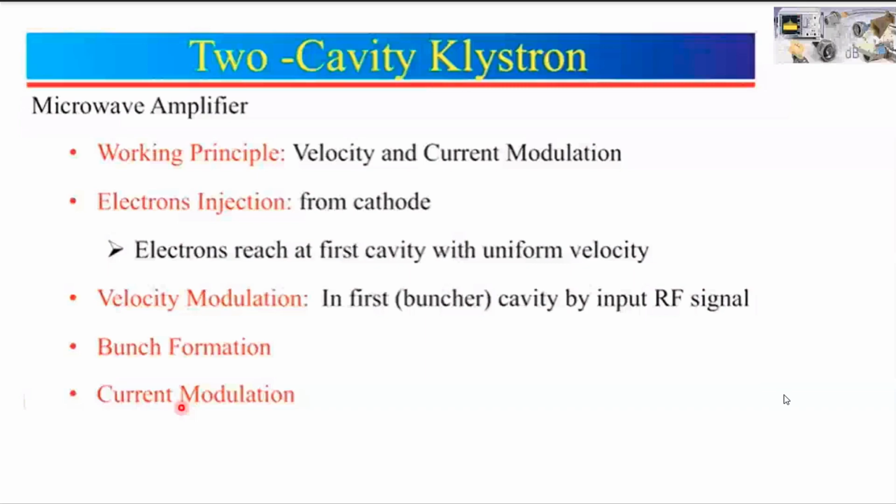Basically, a 2-cavity klystron is a widely used microwave amplifier which works on the principle of velocity modulation and current modulation. This point is very, very important. Your one GATE question is being solved here. That's the GATE question: what is the working principle of the two-cavity klystron? I will be explaining what velocity modulation and current modulation are. The working principle of the 2-cavity, 3-cavity or 4-cavity klystron is nothing but velocity and current modulation. We'll explain this here.